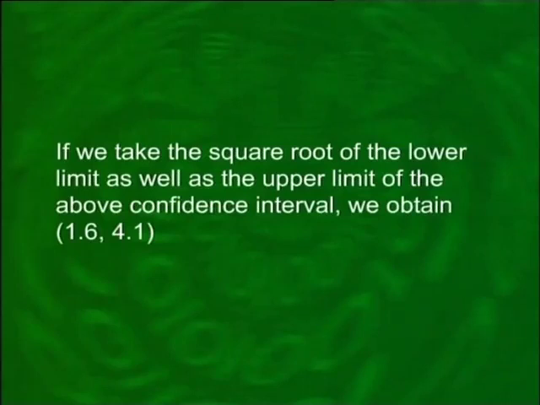As you now see on the slide, if we do so, then the lower limit for sigma comes out to be 1.6 and the upper limit 4.1. And you can see that this, of course, is much narrower than what we had for the variance. But then do keep in mind that after all, the variance was in square units, whereas the standard deviation itself is in the original unit.